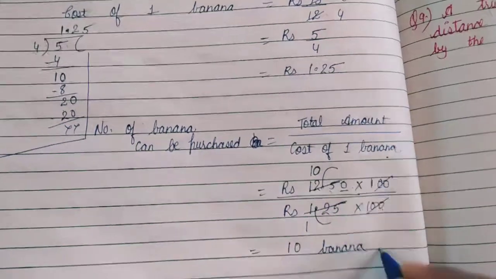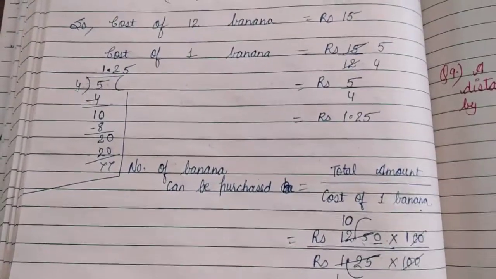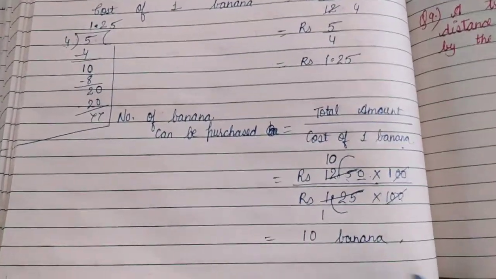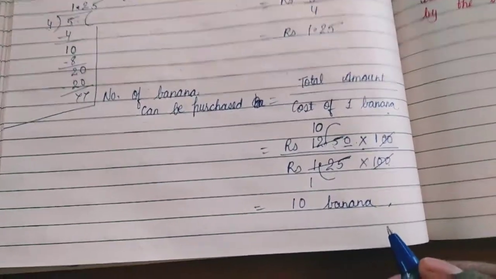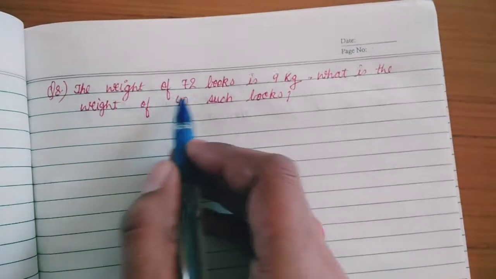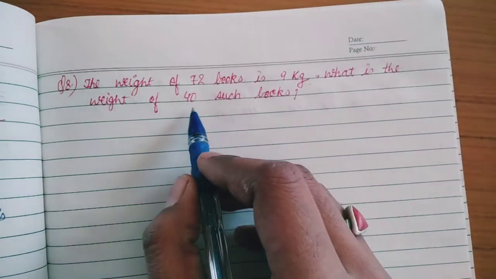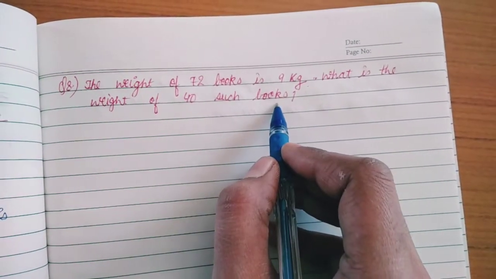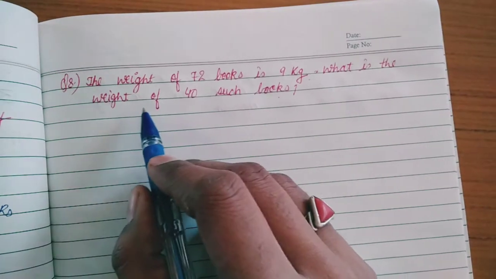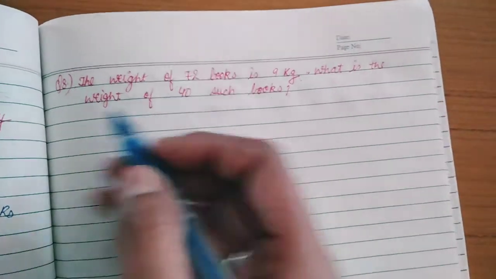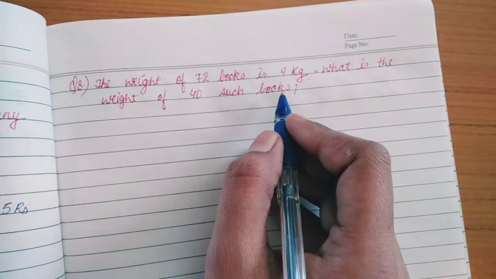So here we completed the solution of question 7, whose answer is 10 bananas. Question number 8 is: the weight of 72 books is 9 kilogram. What is the weight of 40 such books? Same books are there. We need to find the weight of 40 such books.